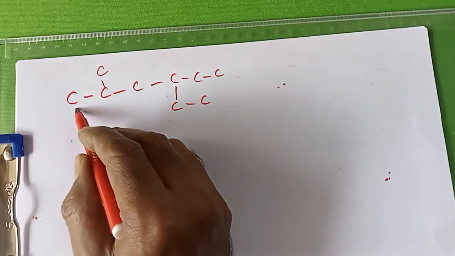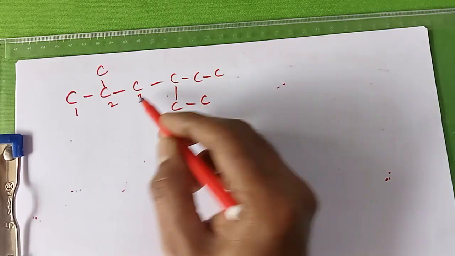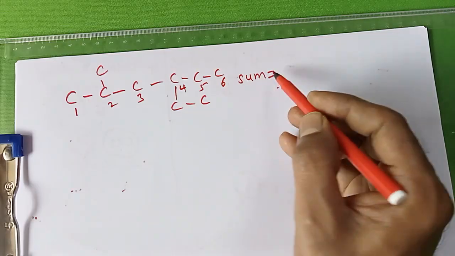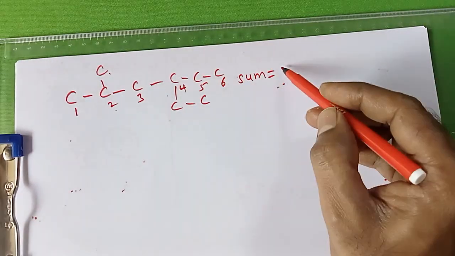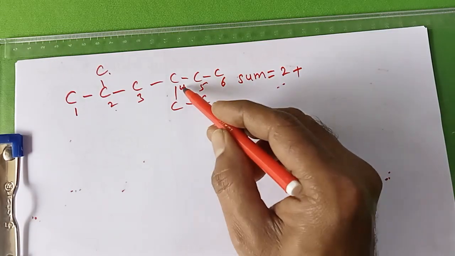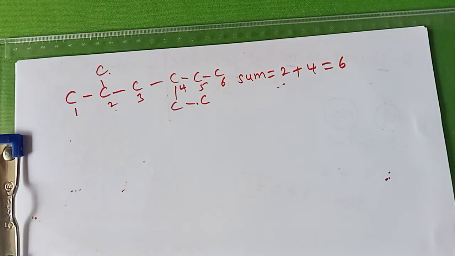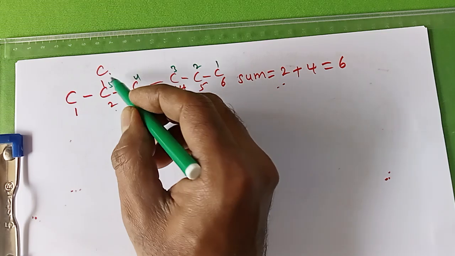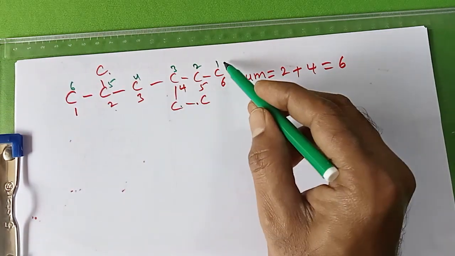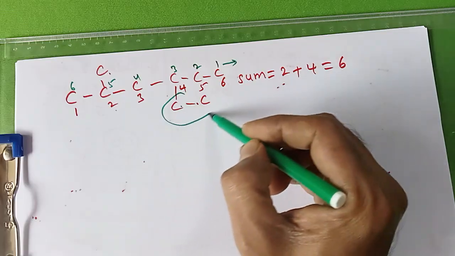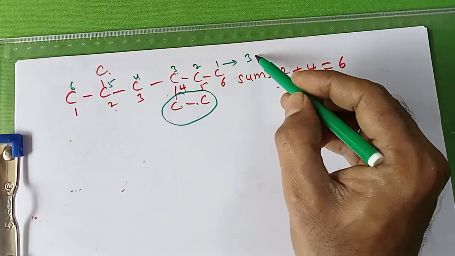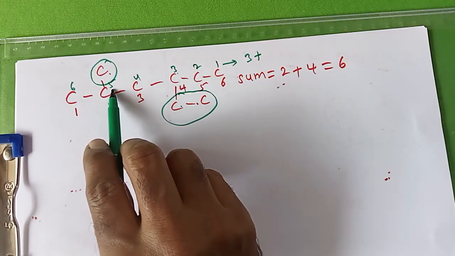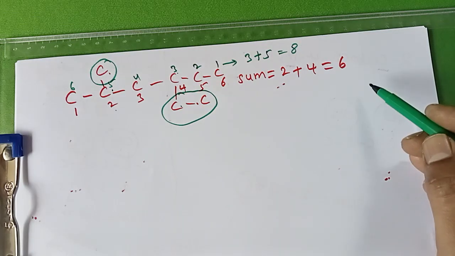I give the numbering on this side in red color: 1, 2, 3, 4, 5, 6. Immediately write down the sum value. This methyl group is at second carbon, so 2, plus this ethyl group at fourth carbon, 4, is equal to 6. Then write down the reverse numbering also: 1, 2, 3, 4, 5, 6. This ethyl group is at which carbon? Ethyl group at third carbon, so 3 plus, and this methyl locant at which carbon? Green numbering, 5. 3 plus 5 is equal to 8.